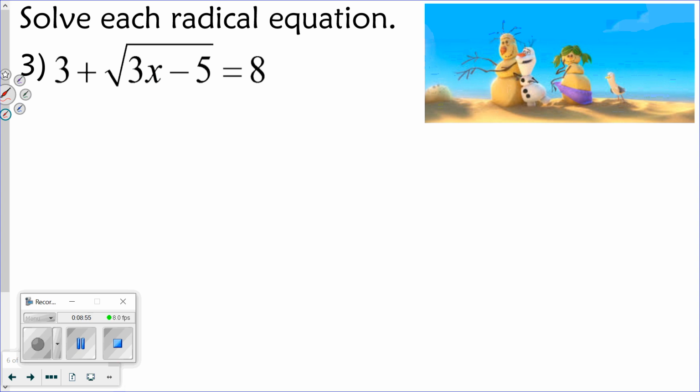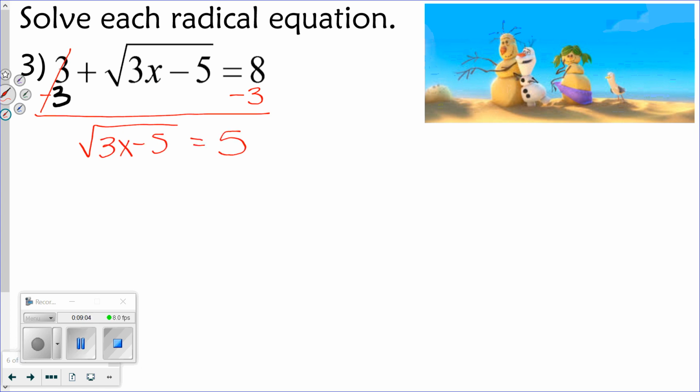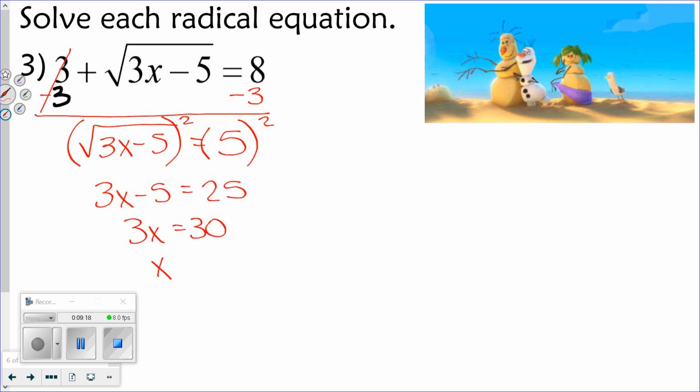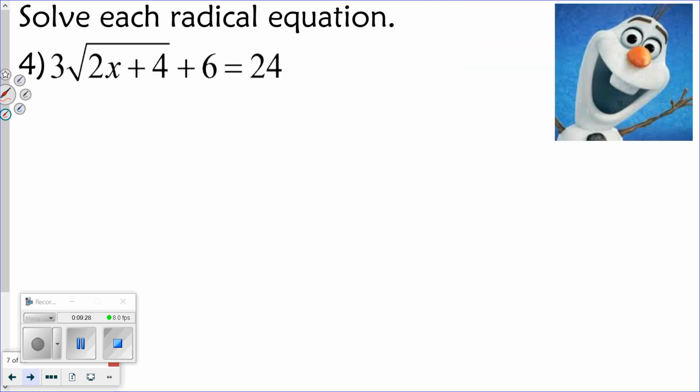All right, so for number 3, we had to subtract the 3 first. So we had the square root of 3x minus 5 equals 5. To undo a square root, we square it. Whatever we do to one side, we do to the other. So we get 3x minus 5 equals 25. Add 5, so 3x equals 30. So x equals 10. Did we check it and did it work? Good?